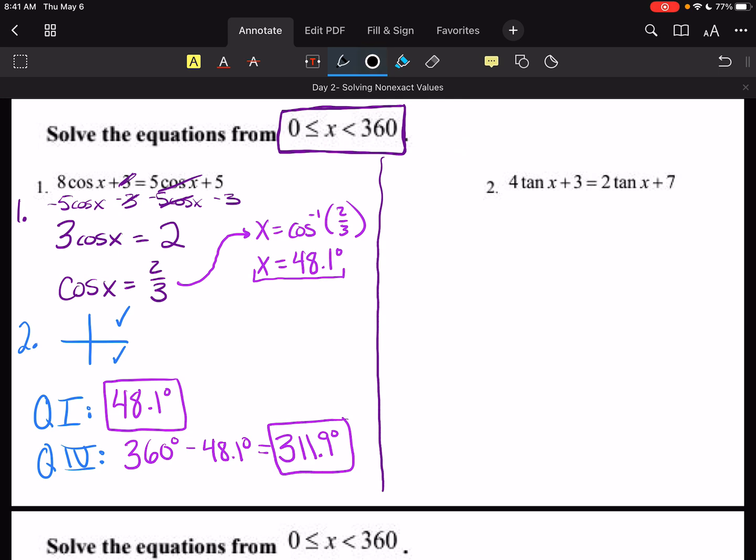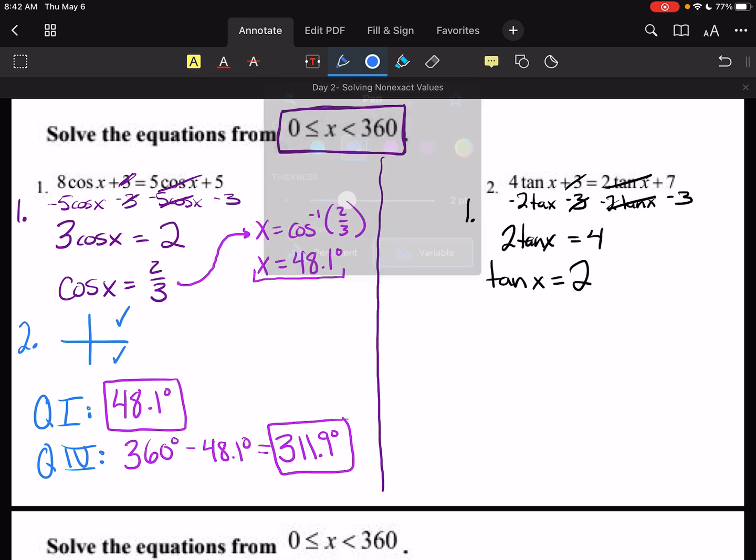All right, second one, same thing. I'm going to move tangents to the left, numbers to the right. So subtract the 2 tangent x, subtract the 3, and I get 2 tangent x equals 4. Dividing by 2, I get tangent x equals 2. Okay, so there's my step 1. Step 2, figure out the quadrant we're in. Tangent is positive. Remember, tangent is y divided by x. So I either need a positive divided by a positive or a negative divided by a negative. So that would put me in quadrant 1 or quadrant 3.